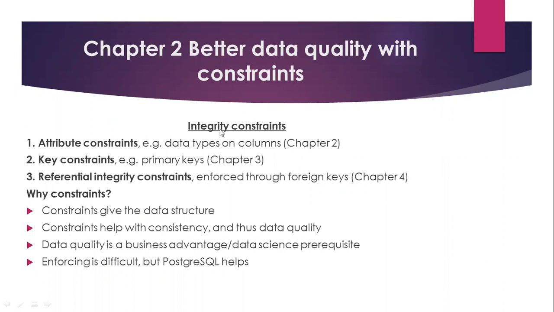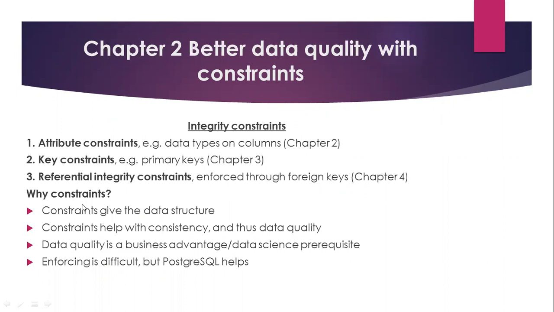We will discuss what integrity constraints are: attribute constraints, for example, data types and columns, which are discussed in chapter 2; key constraints, for example, primary keys, which are discussed in chapter 3; and third, referential integrity constraints enforced through foreign keys, which are discussed in chapter 4.